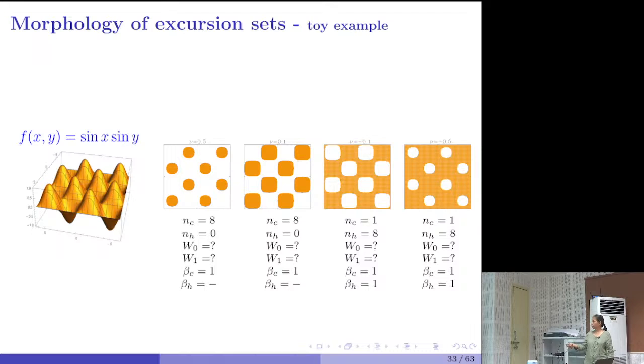Oh, I'm sorry, this is wrong. The shape parameter beta for connected regions and holes, they are all 1 because this is isotropic.